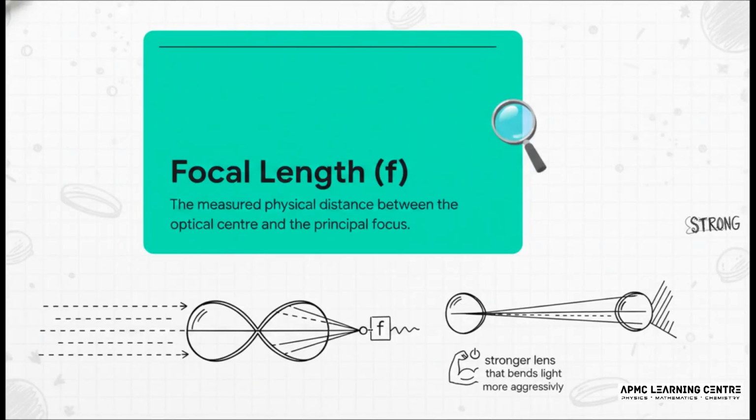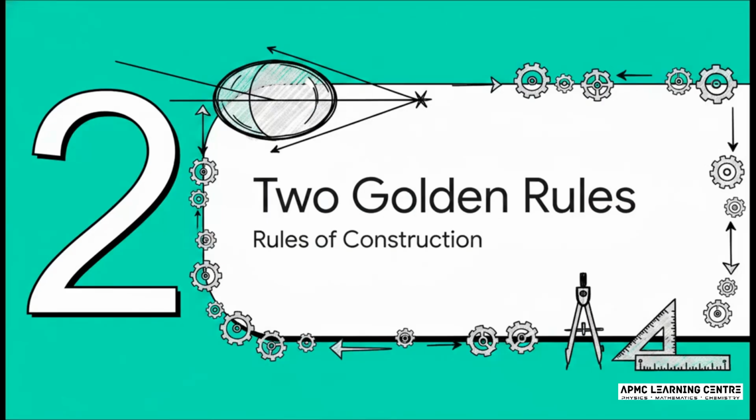And that leads us to the focal length. We use a lowercase f for this, and it's simply the distance from that optical center to the principal focus. This one measurement tells you everything you need to know about the lens's focusing power. See, a shorter focal length means you've got a much more powerful lens, one that bends light a whole lot more. Okay, our foundation is set.